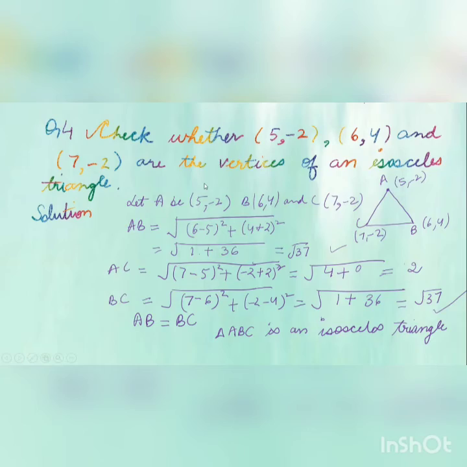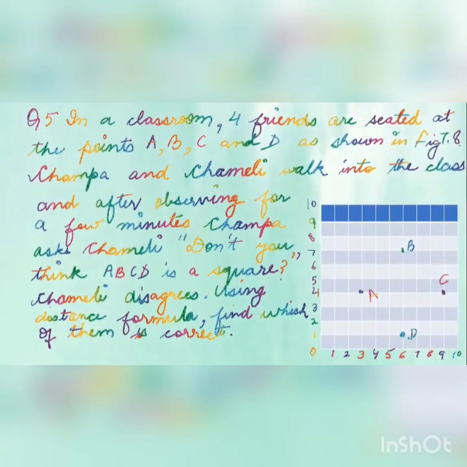So in this way you can do it. Now question number 5 is: in a classroom, 4 friends are seated at the points A, B, C and D. Here the seating arrangement is like this. As shown in figure 7.8, Champa and Chameli walk into the class, and after observing for a few minutes, what happened?